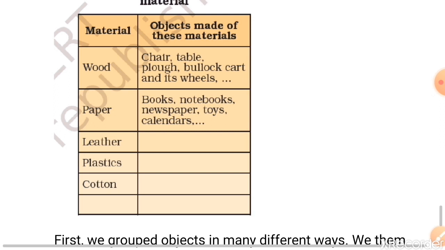Next, plastic. Students, if you will look around you, you will observe that most of the things are made of plastic, like your pen, some toys, pipes, bottles, plates. Next one is cotton. The things which are made of cotton are like your shirt, trouser, bedsheet, sari.